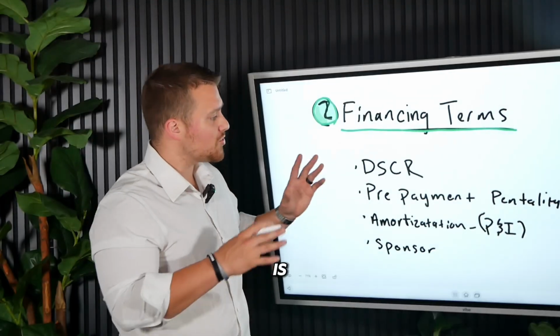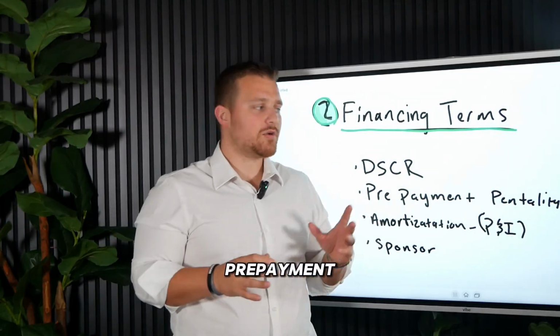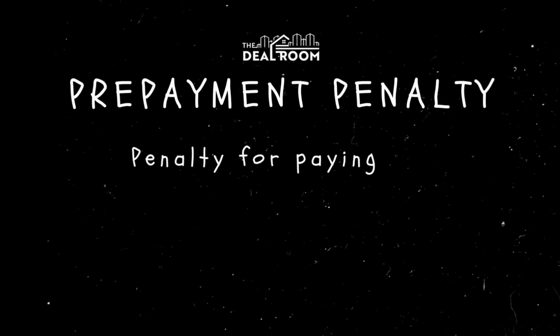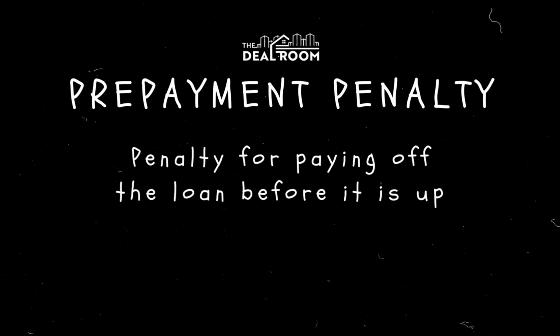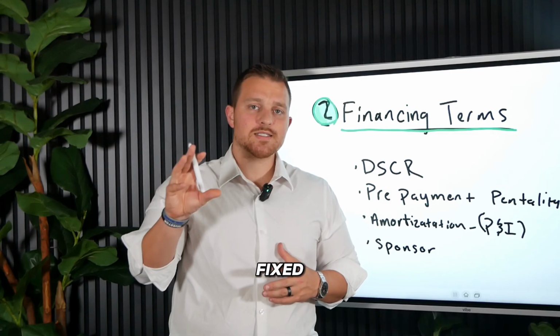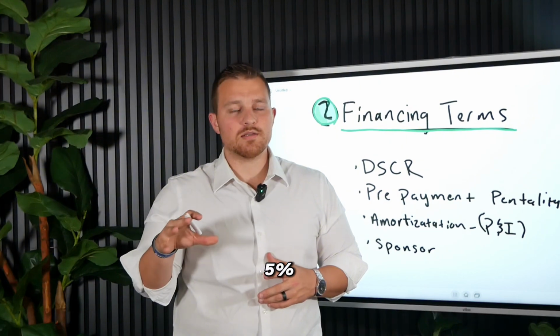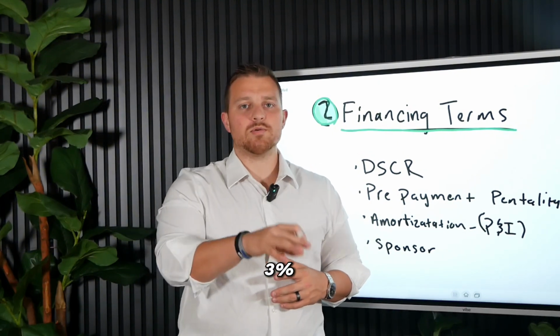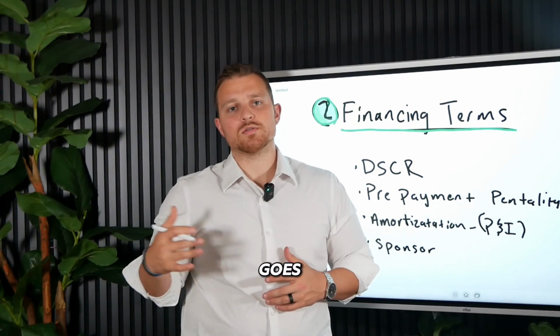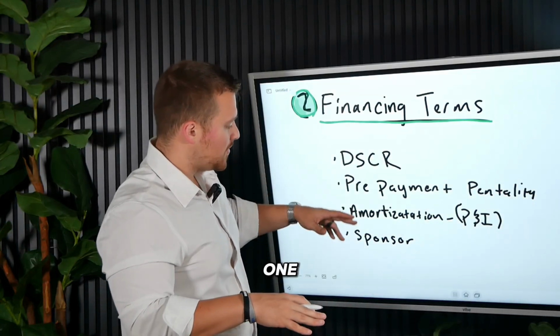Now, next one up, which is super important and a lot of people miss, is prepayment penalty and understanding the cost associated with getting out of the loan. There is a fixed step down, meaning it's 5% this year, 4% this year, 3% that year, and it eventually goes down to 0. And now moving into the last one, which is sponsor.